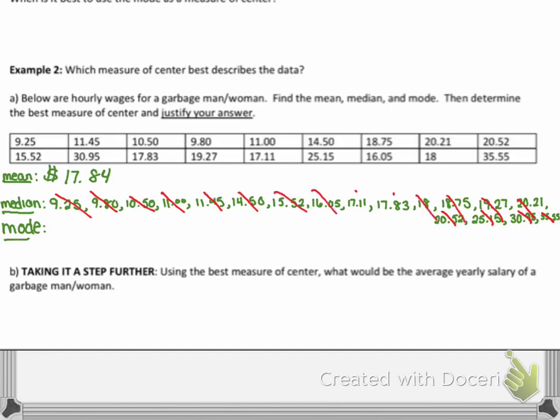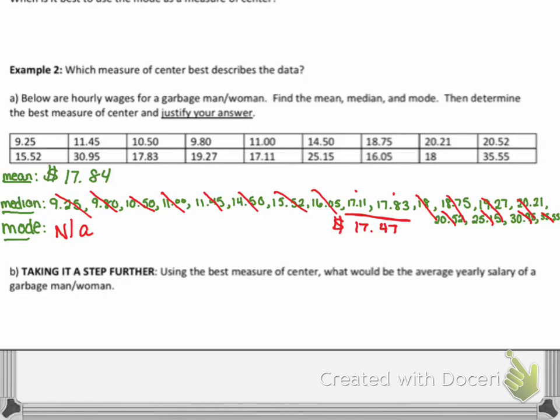1 and 1. And so you notice that I'm in between these two data points. So $17.11 and $17.83. So if I add them together and divide by 2, I would get $17.47 is my median. And then the number that shows up the most, we actually don't have one. Each data point comes up once, and so I would say there is no mode.